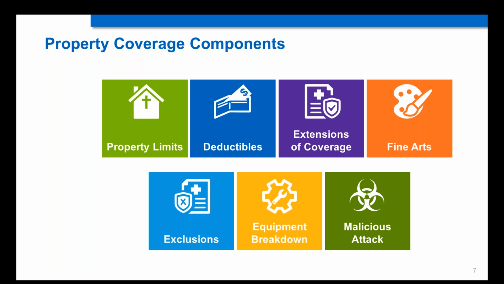Some other things that are within our extensions speak directly to some of the exclusions. One of the big ones that is very unique for us and for you is that flood coverage is automatically included. For every policy we write, there's a $1 million flood limit per policy. So jumping over to exclusions real quick, and then we'll dig down into fine arts and equipment breakdown and malicious attack in some future slides.